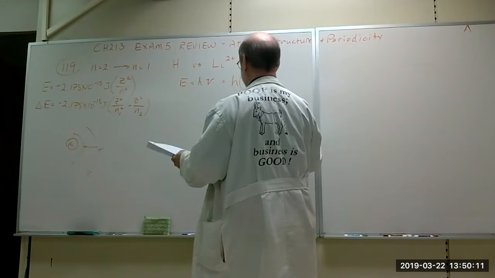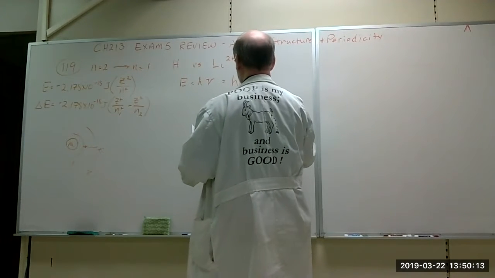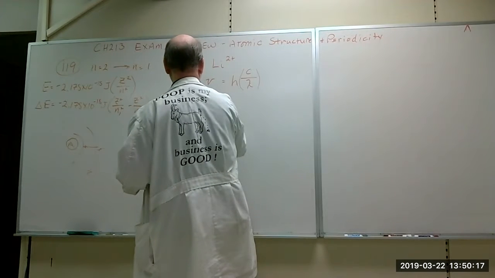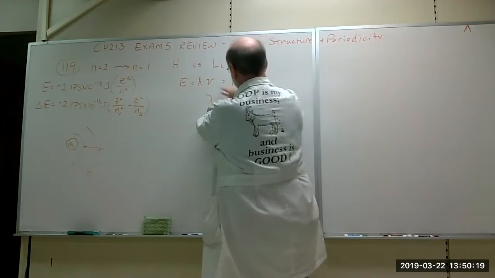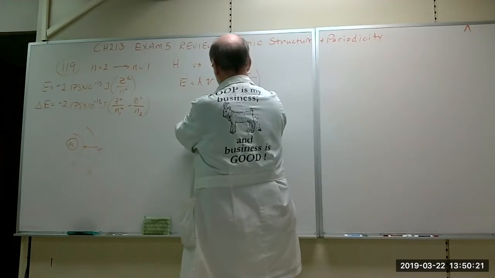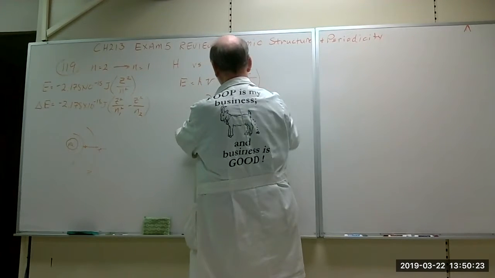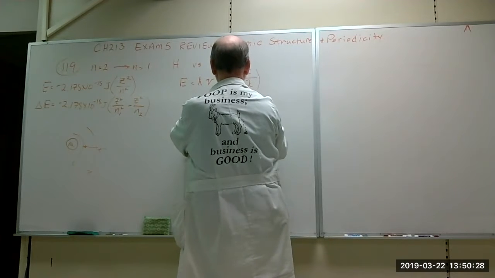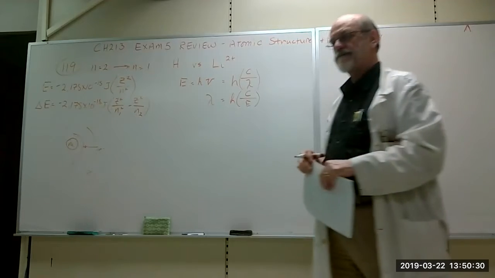So since we've got wavelength, we need to solve for lambda. So lambda, we bring lambda over here, and E over here, we've got H divided by C over E. Okay?